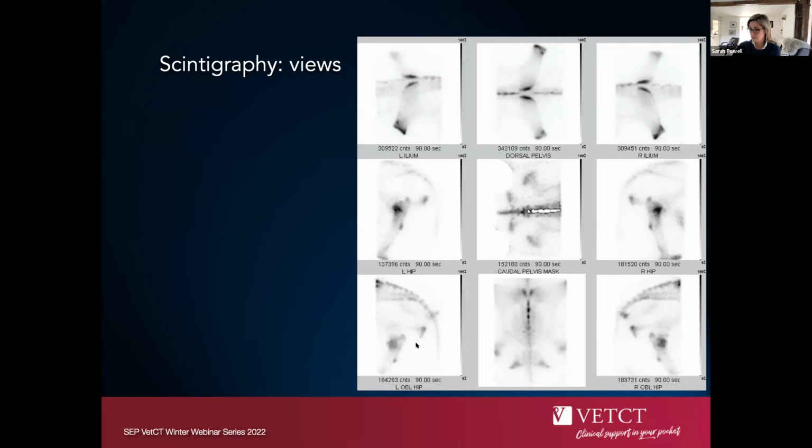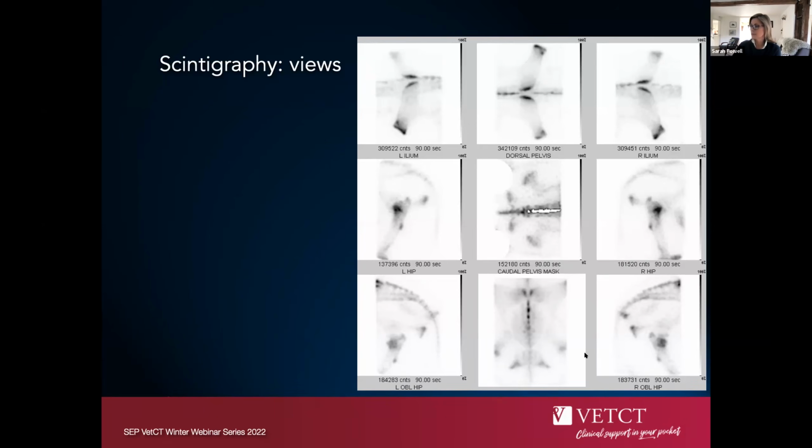And then essential if you're interested in the coxofemoral joint or the pubis is to do these oblique hip views. I don't see many practices doing these, but they really are part of a normal workup of a pelvis. You will miss a considerable amount of things if you don't include these.